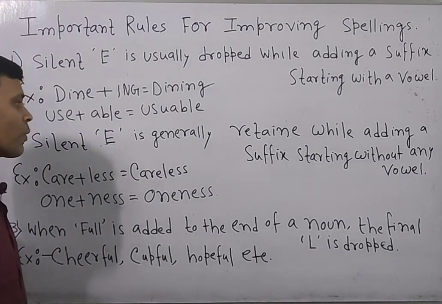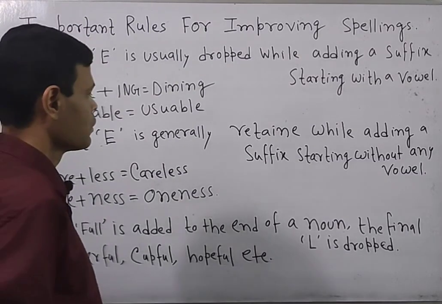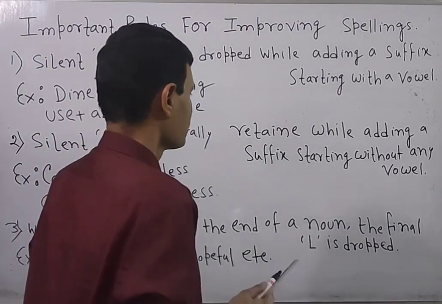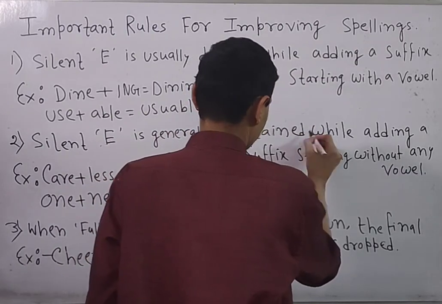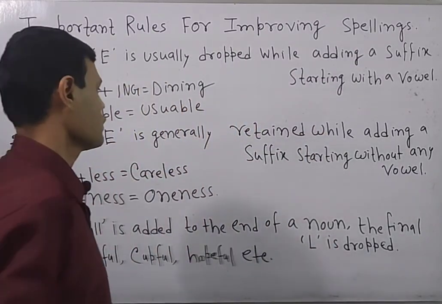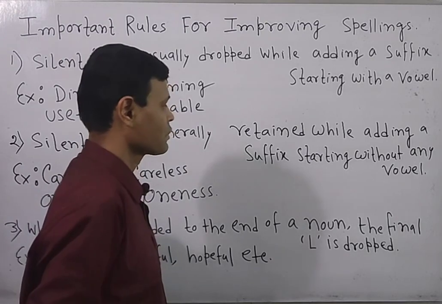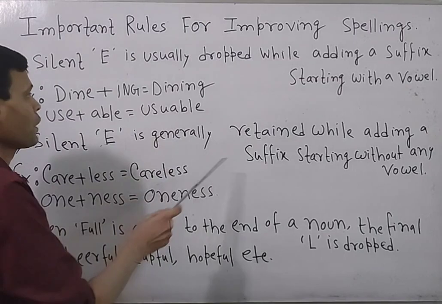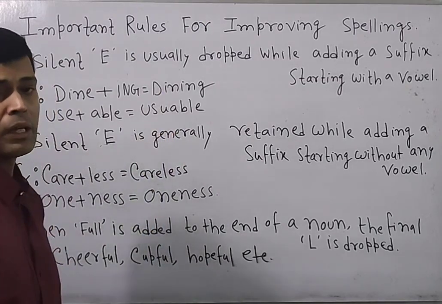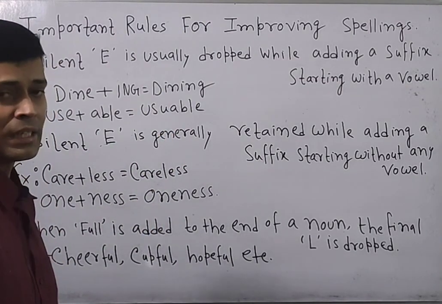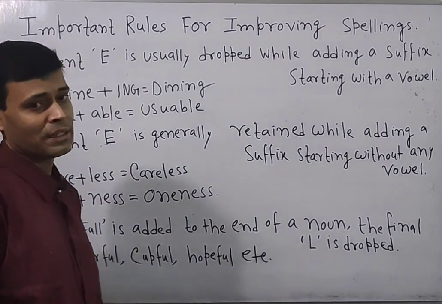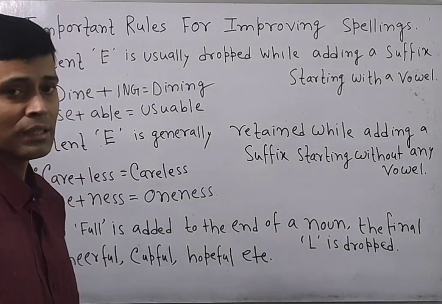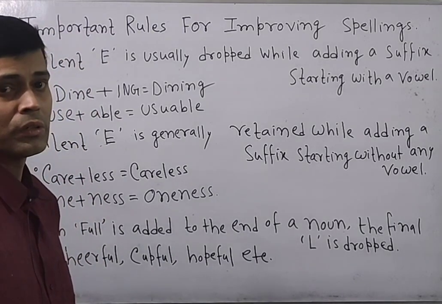Now look through the next rule. Silent E is generally retained while adding a suffix starting with a consonant, that is, without any vowel. This rule is quite opposite to that. If the word ends in E, but you add a suffix that does not start with a vowel, in that case that E will remain with the word.